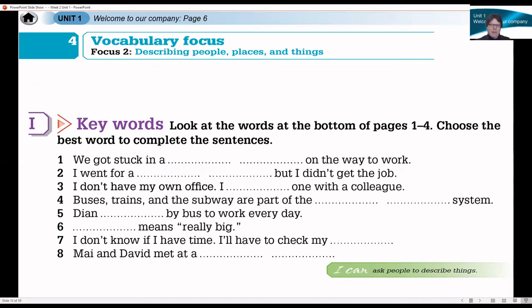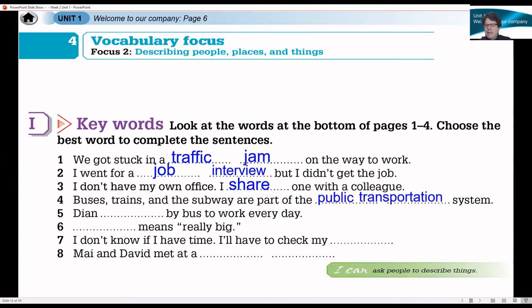Okay, welcome back. We're going to check your answers. We got stuck in a traffic jam on the way to work. I think I mentioned that when we first started. Oh, look at this traffic jam. Okay, I went for a job interview, but I didn't get the job. I don't have my own office. I share one with a colleague. Buses, trains, and the subway are part of the public transportation system. Diane commutes by bus to work every day.